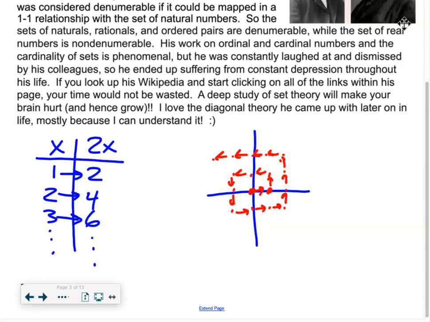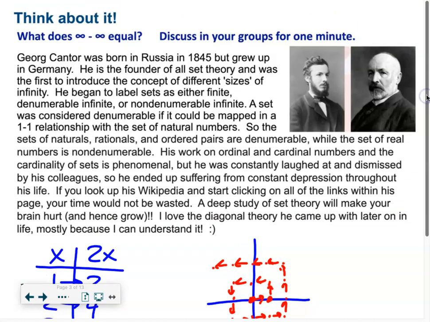I love the diagonal theory he came up with later on in life, mostly because I can understand it. I don't, in all honesty, I haven't looked at it in several years. I don't remember the diagonal theory, but we could look it up. I remember thinking, oh, that's not that hard. Like I get that. But I don't remember what it is in all honesty. I'd have to look it up again to tell you. So anyway, but that's George Cantor. So George Cantor devoted a large part of his life studying the concept of infinity, which we are using today with our l'hôpital.